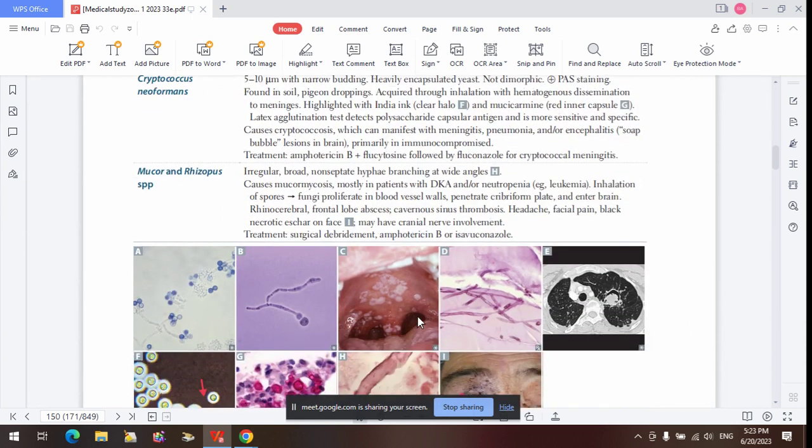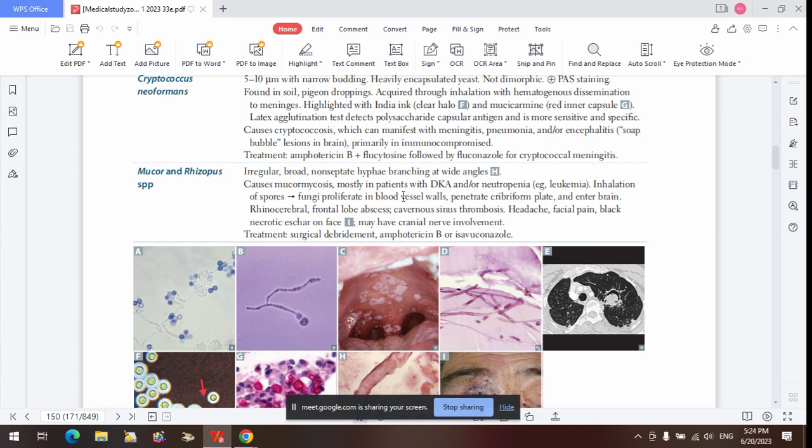So what do they cause? They cause mucormycosis, rhinocerebral mucormycosis, predominantly in people that are diabetic or people that are neutropenic. This rhinocerebral mucormycosis is one of the diabetes-defining illnesses. Most of the time, if you see somebody having rhinocerebral mucormycosis, there's a 90% chance that the person is diabetic. Yeah, rhinocerebral, rhino, the nose. Rhinocerebral mucormycosis.